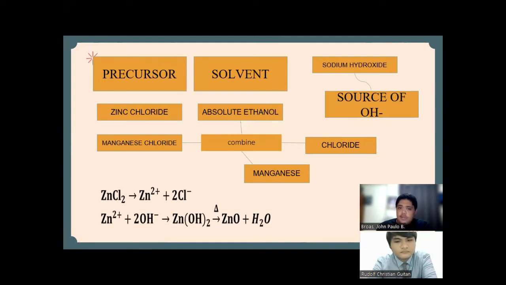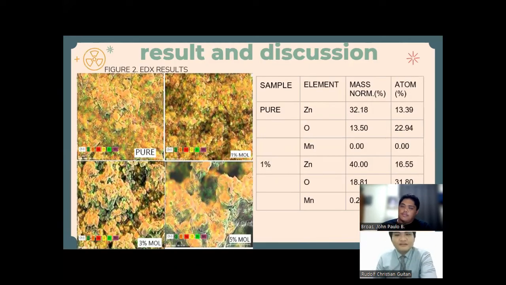Now, zinc chloride and manganese chloride act as precursors, and absolute ethanol was used as a solvent to synthesize manganese-doped zinc oxide. Basically, the synthesis of electrostatically stable manganese-doped zinc oxide was performed in an alcohol solution in order to avoid formation of zinc hydroxide. This equation shows how the zinc oxide was formed from the chemicals provided. The high amount of zinc and oxygen in our zinc oxide sample, as seen in the pictures, shows that we have successfully created zinc oxide.